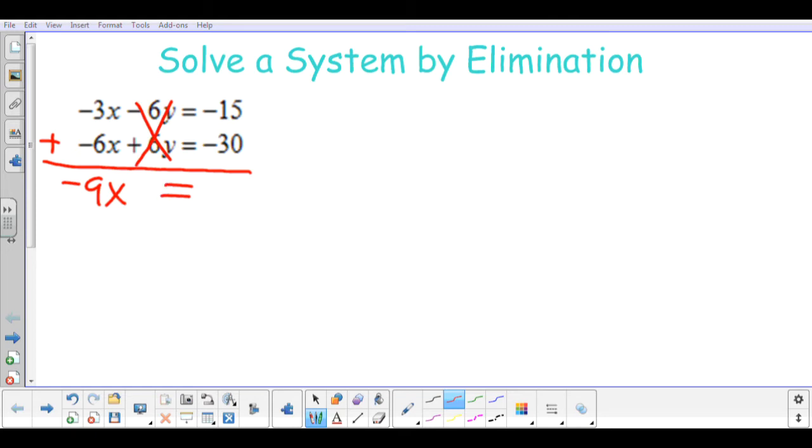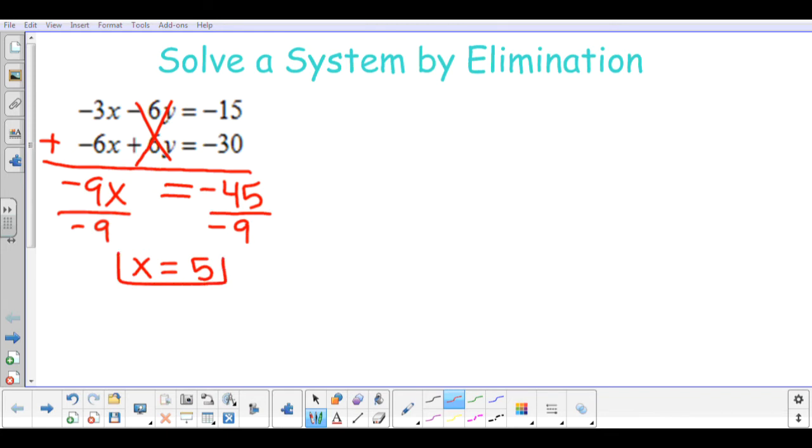The equal signs will come down. And -15 plus a -30 will be a -45. Now we only have one variable. That's the nice part about the elimination method, is it gets rid of one of the letters. Now we can divide by -9, and we are left with x equal to 5.